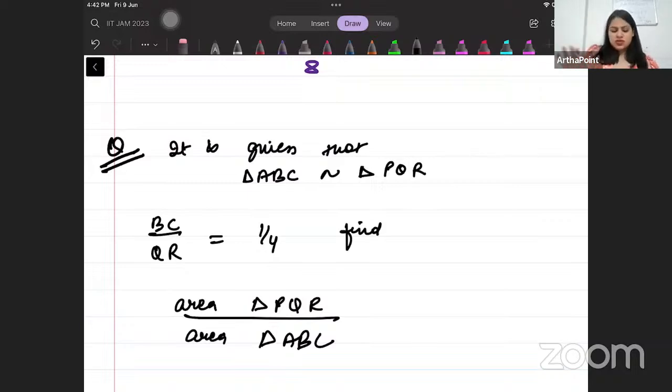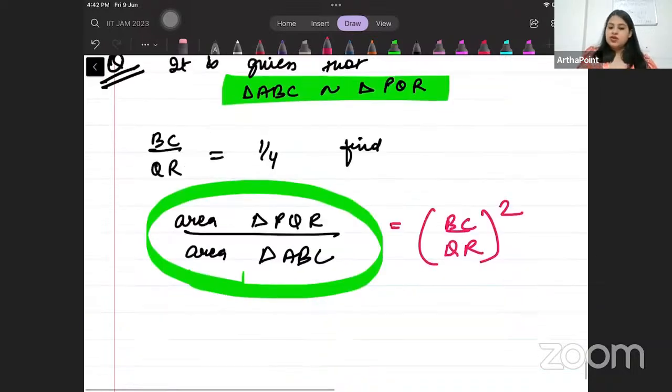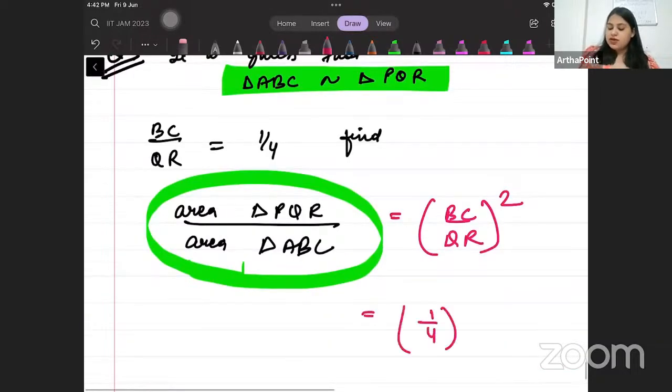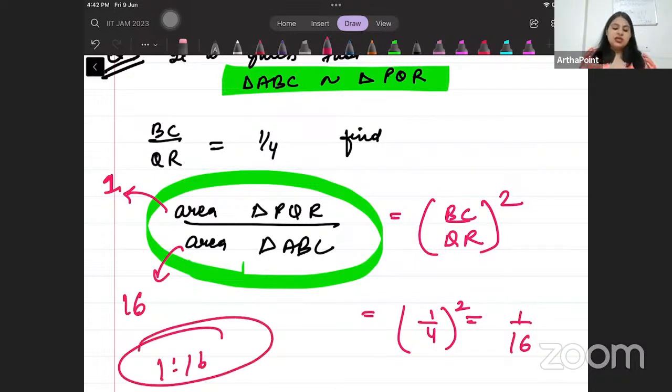I'm not giving the options. There are 4 options, right? So now just think about this, beta. When triangles are similar to each other, what is the property? That the ratio of the area will be square of the ratio of the sides. So ratio of side is 1/4. Its square will be 1/16. So if the area of this triangle is 1, this area will be 16. The ratio will be 1:16. And that's the answer to this question.